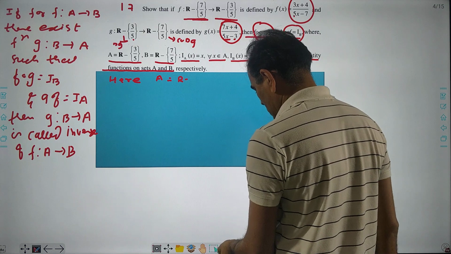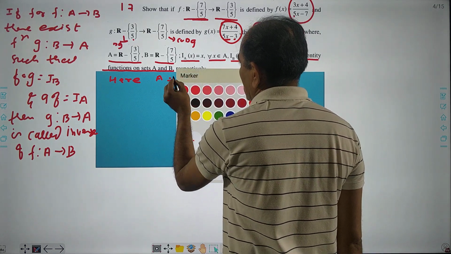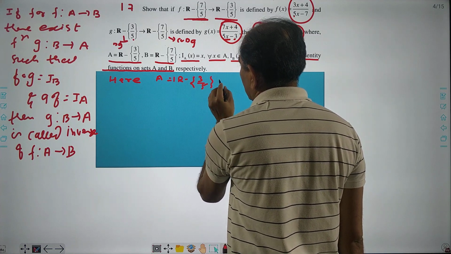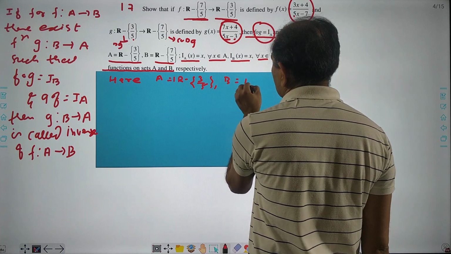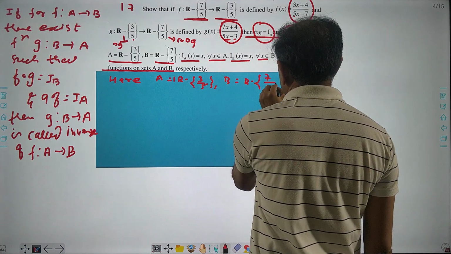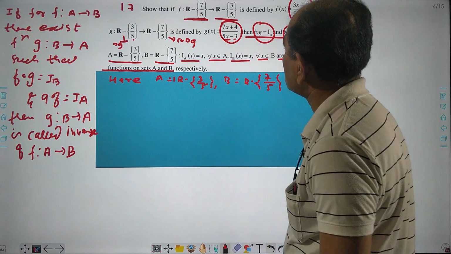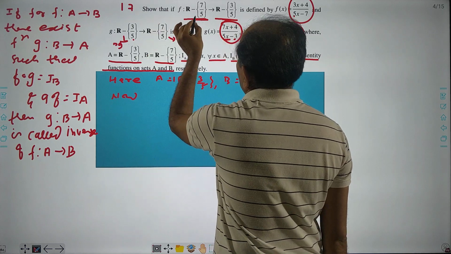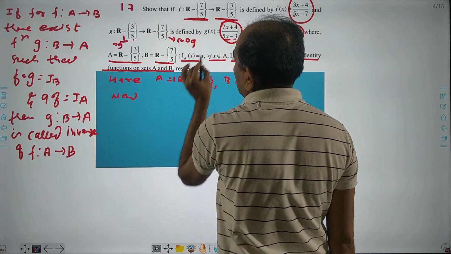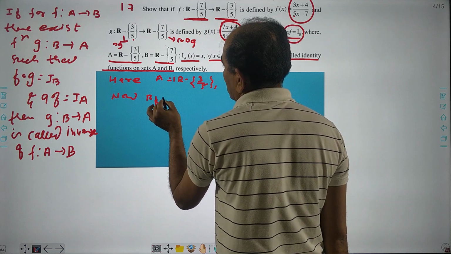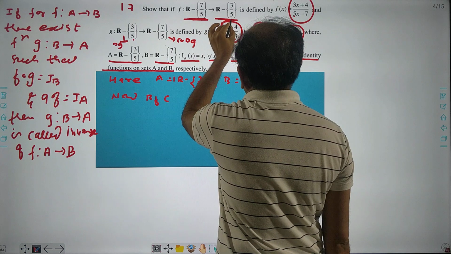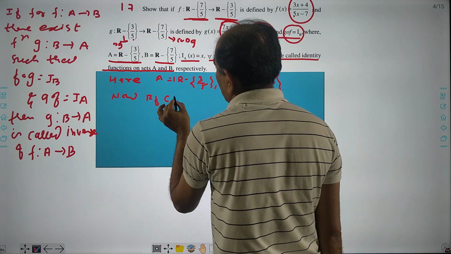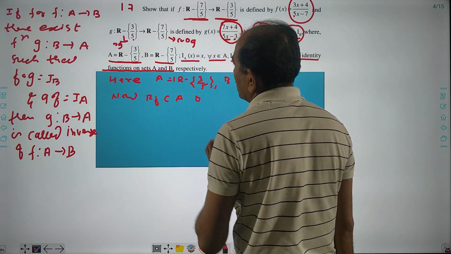A is equal to R minus 3 by 5 and B is equal to R minus 7 by 5. That is given to us here. Now f is a function from where to where? Here to here. So the range of f is a subset of A.